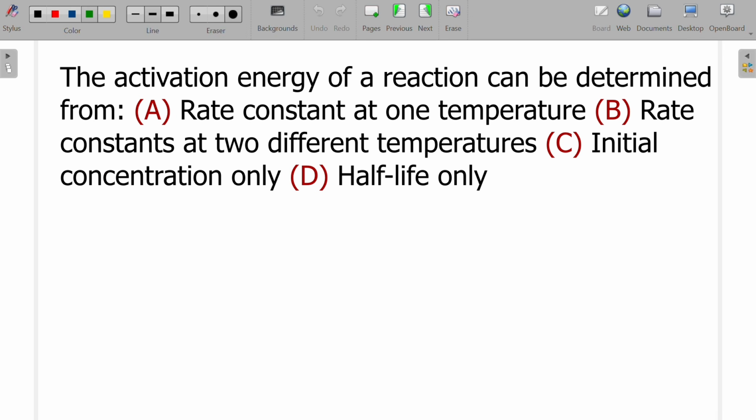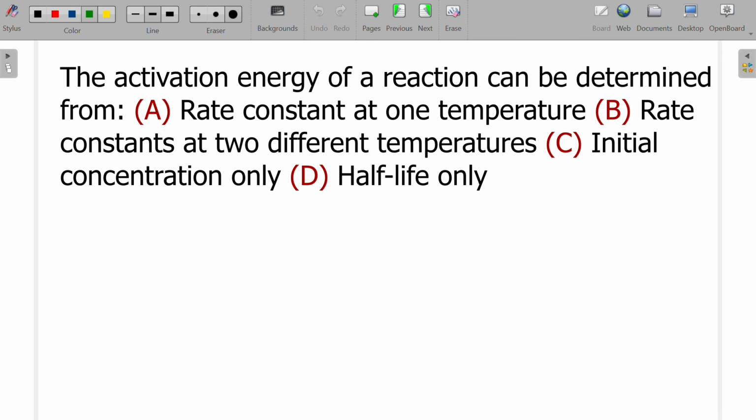Let's move to the next one. The activation energy of a reaction can be determined from, and we're given options there: the rate constant at one temperature, rate constants at two different temperatures, initial concentrations only, and then half-life only.